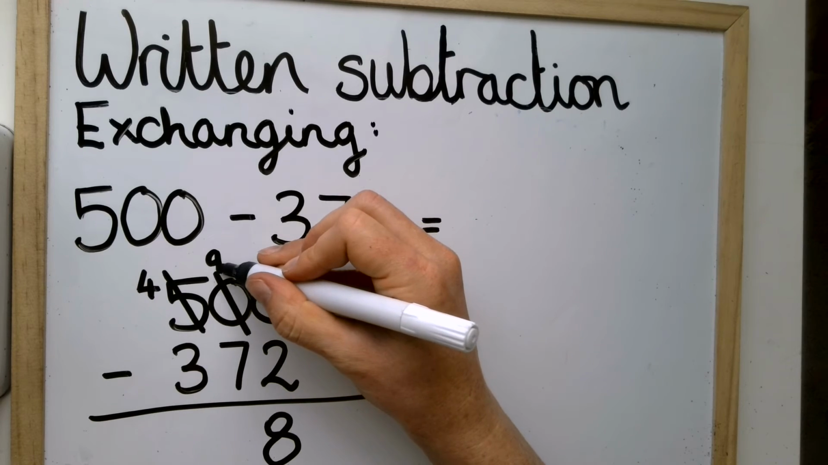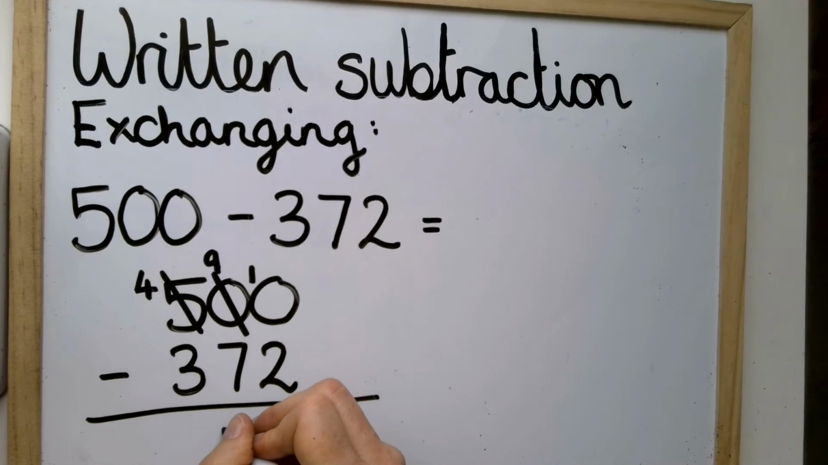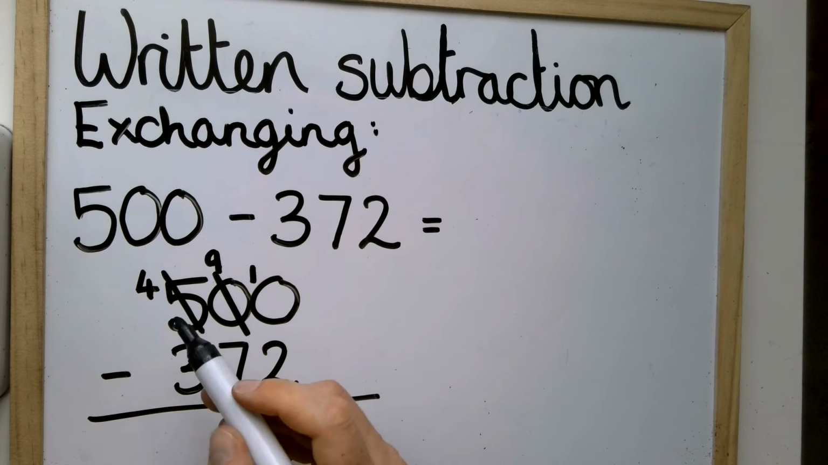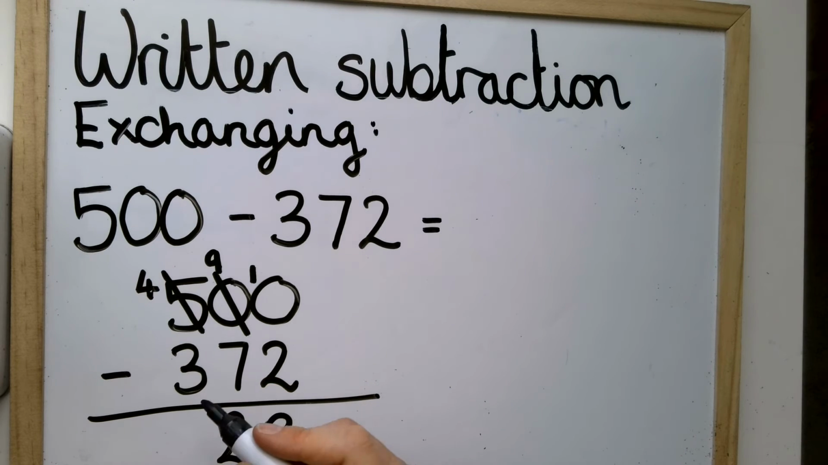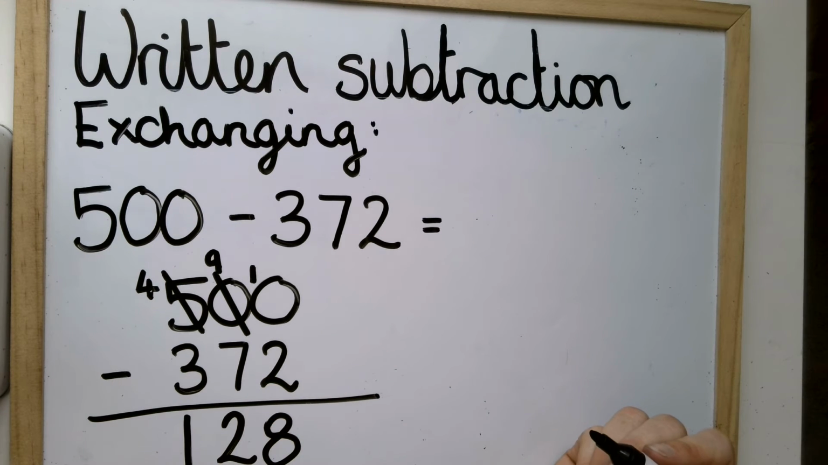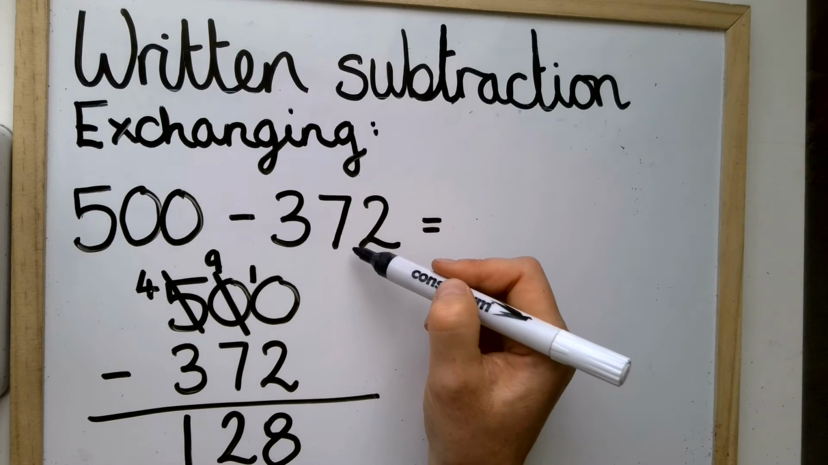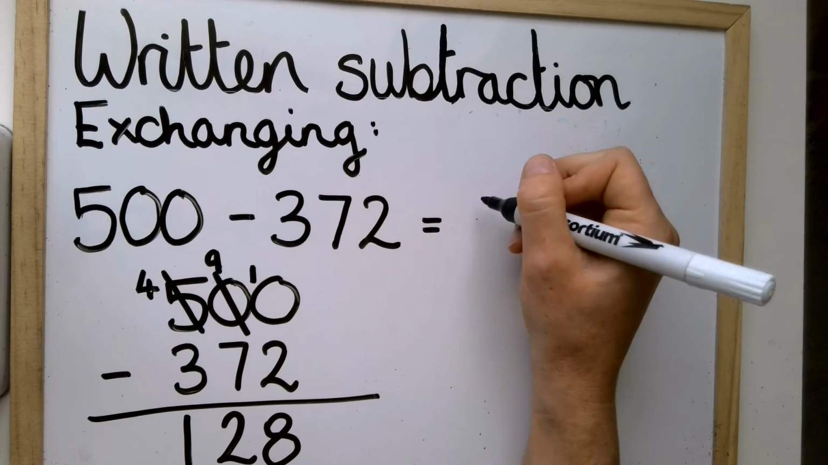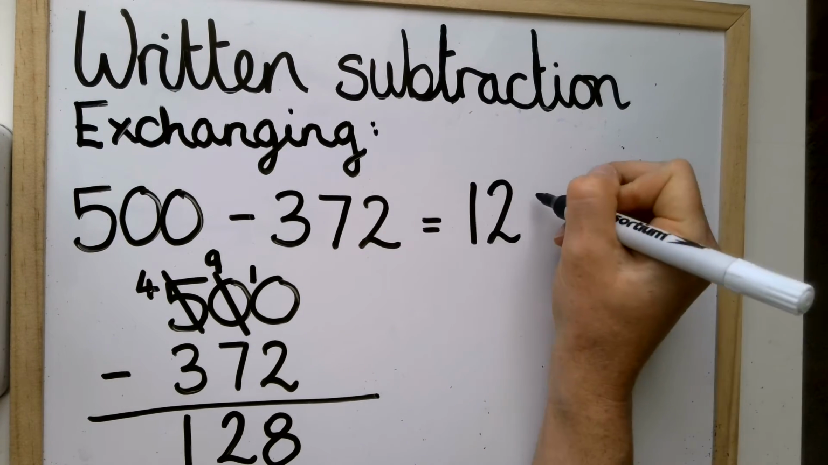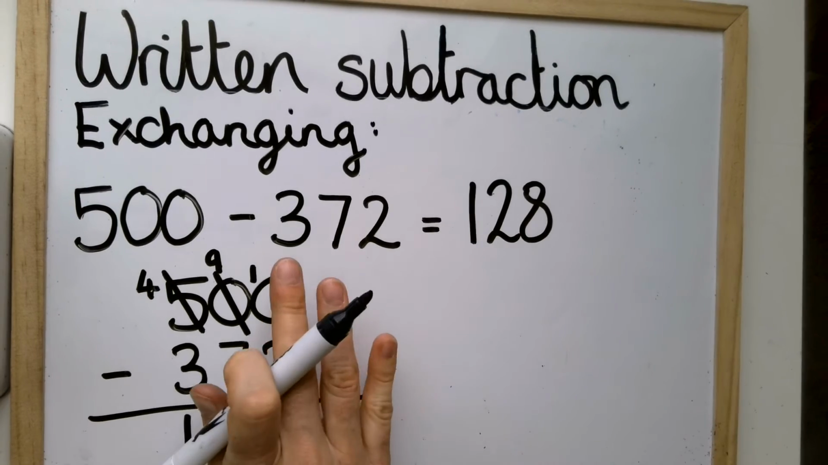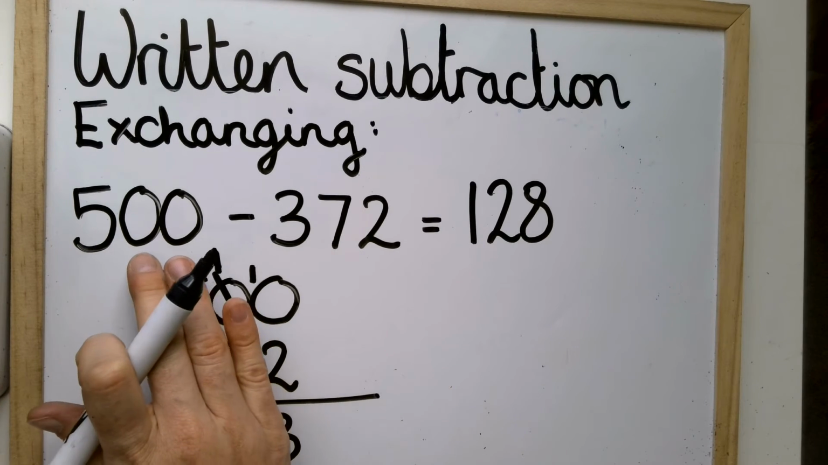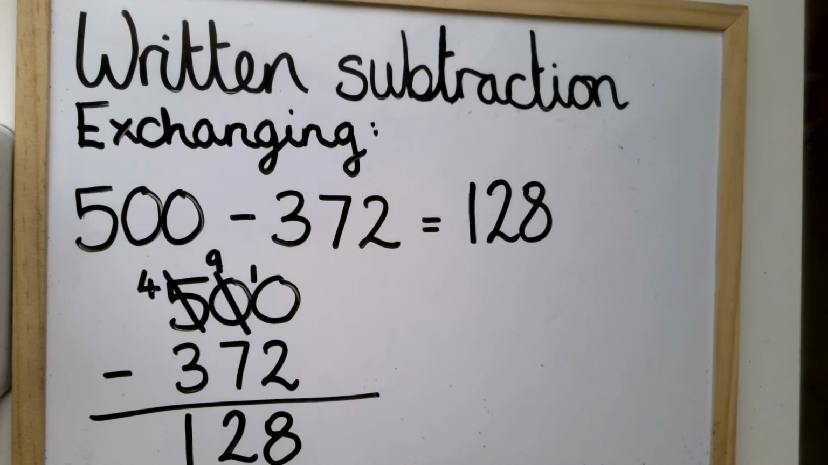I have 9 take away 7, which is 2. And I have 4 take away 3, which is 1. So 500 take away 372 is 128. The difference between 372 and 500 is 128.